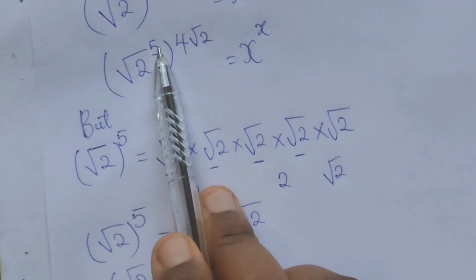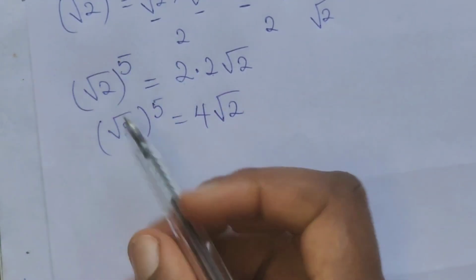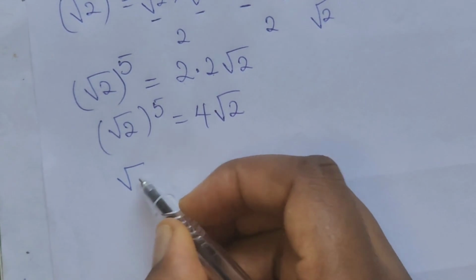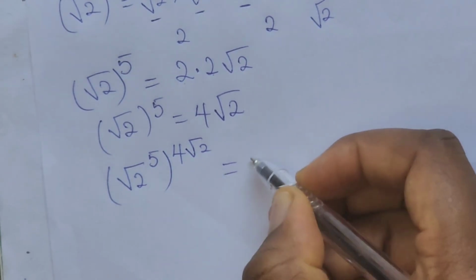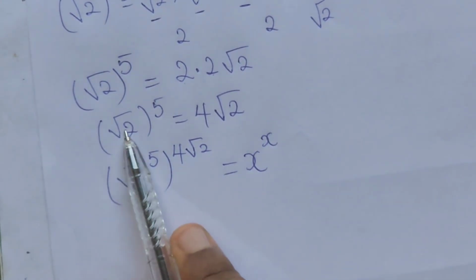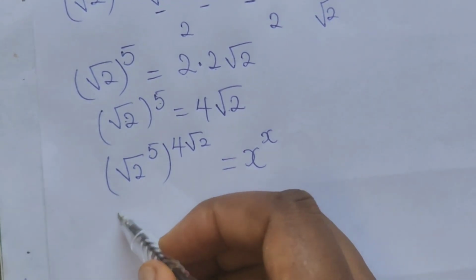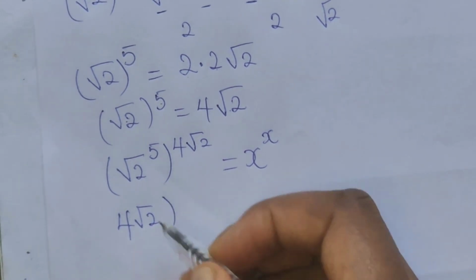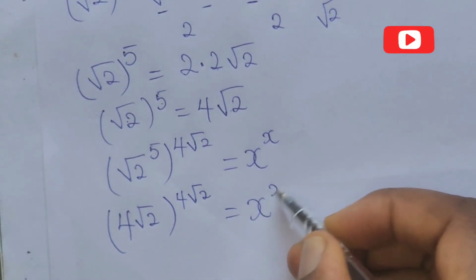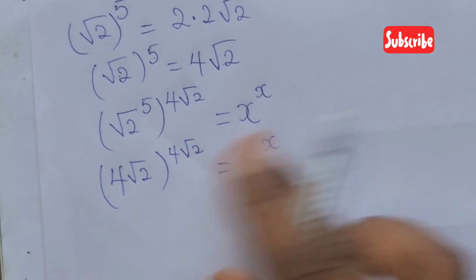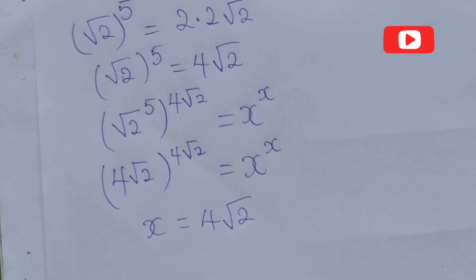Since we have root 2 to the power of 5 further raised to the power of 4 root 2 equal to x to the power of x, and root 2 to the power of 5 is equal to 4 root 2, we replace it to have 4 root 2 further raised to the power of 4 root 2 equal to x to the power of x. So from here, it simply means that our x is equal to 4 root 2.